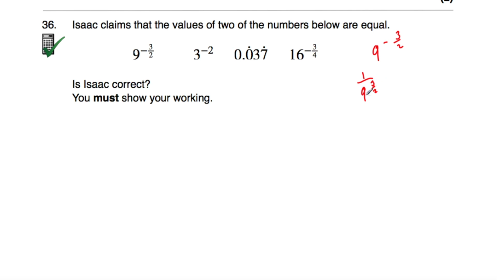So the square root of 9 is 3, and then 3 cubed would be 27. So that'd be 1 over 27. So that means that 9 to the power of minus 3 halves would be 1/27. So we've worked that one out.